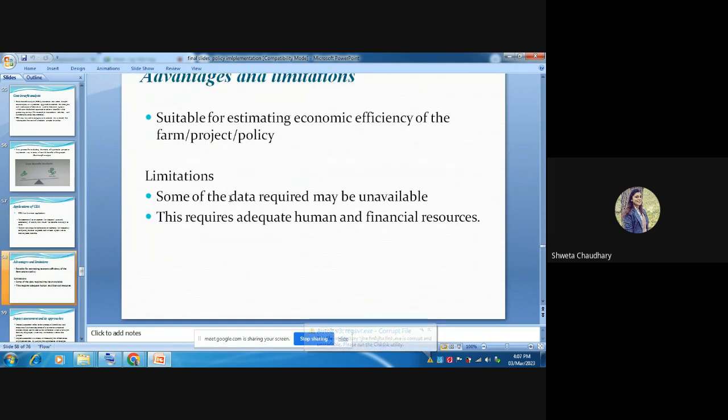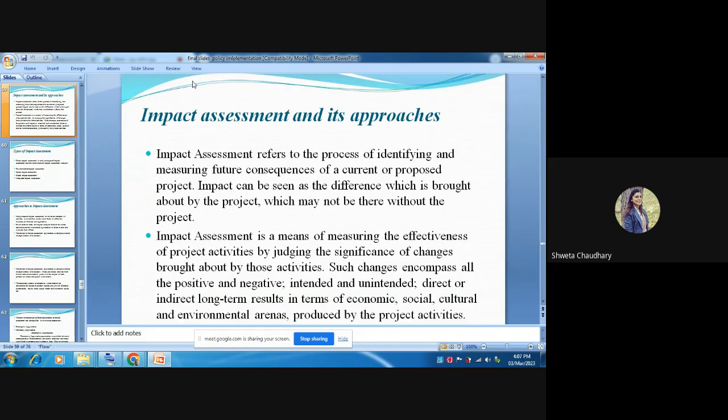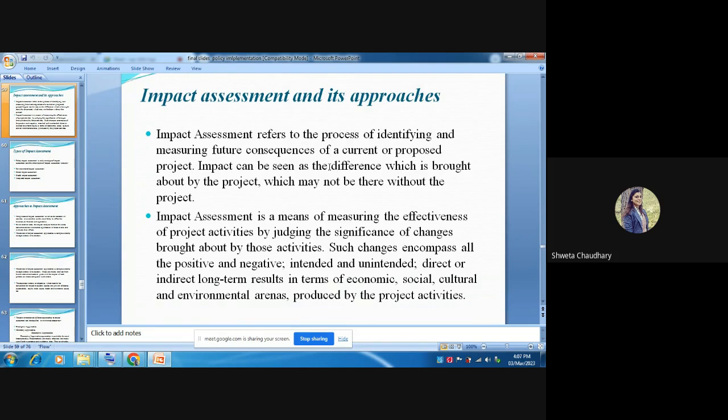But there are always certain limitations. Maybe some data that we require are not available, and it requires high human and financial resources. One should be able to assess the cost and benefits very well. He should be skilled in working out the cost and benefits. Then the last is impact assessment and its approaches.